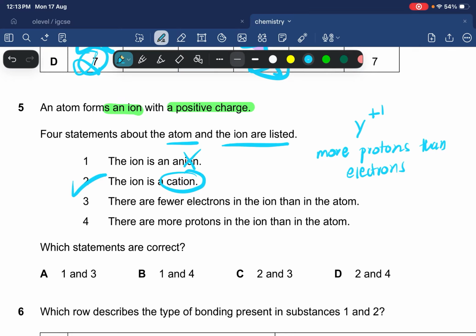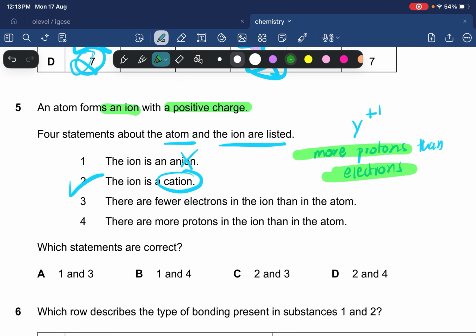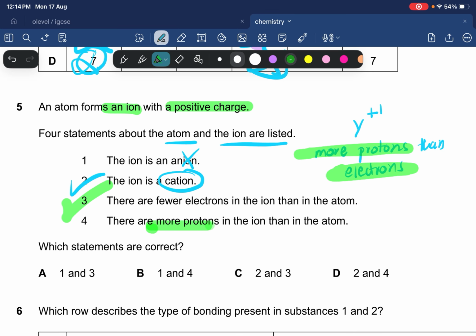There are fewer electrons in the ion than in the atom. Yeah, that's correct, because obviously, if you need to have more protons than electrons, you need to have fewer electrons. That makes this correct. There are more protons in the ion than in the atom. No. Always remember, if the proton number changes, it no longer remains the ion of the same atom. Proton numbers don't change in your IGCSE chemistry. It's never going to change. So anytime it's written that the proton number changed, the protons were less or more, that means it's incorrect. So options 2 and 3.